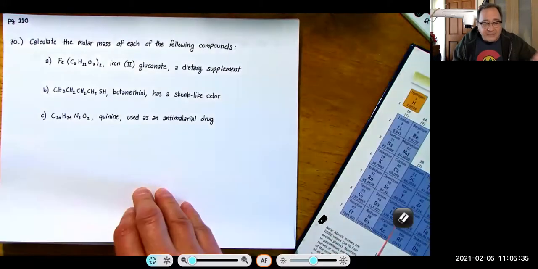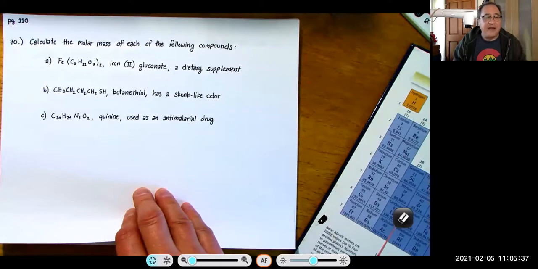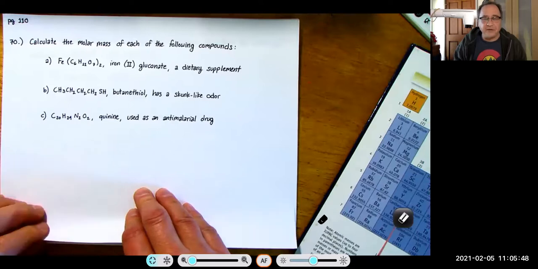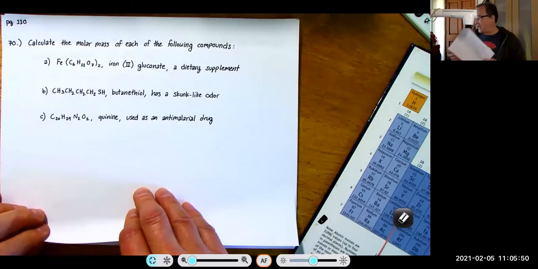So any questions on how to do an A, B, or C? Recap. I like to make a list. The list shows how many atoms. Then the list shows the mass of one atom. I multiply, then I add. And then finally, I write out the answer. Any questions? Okay, moving on.